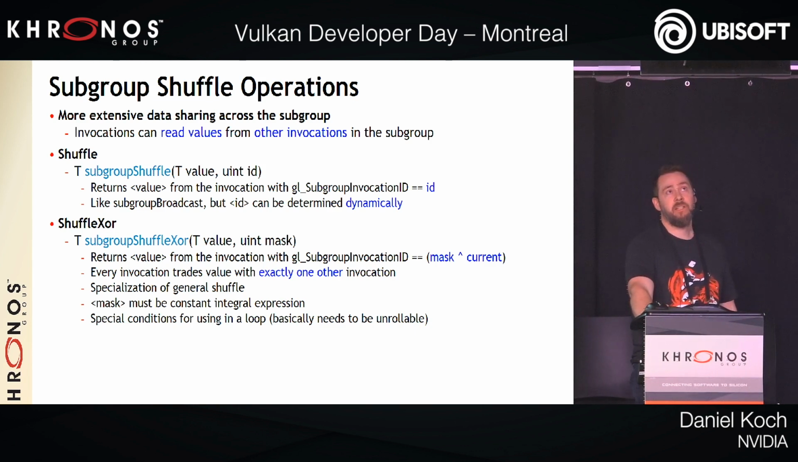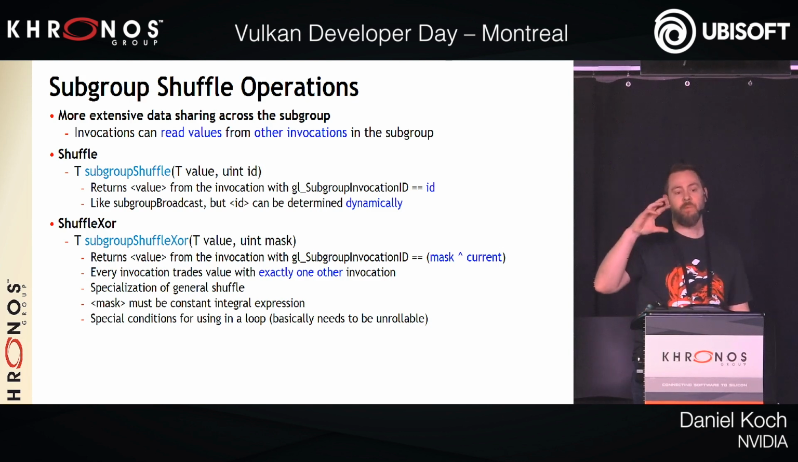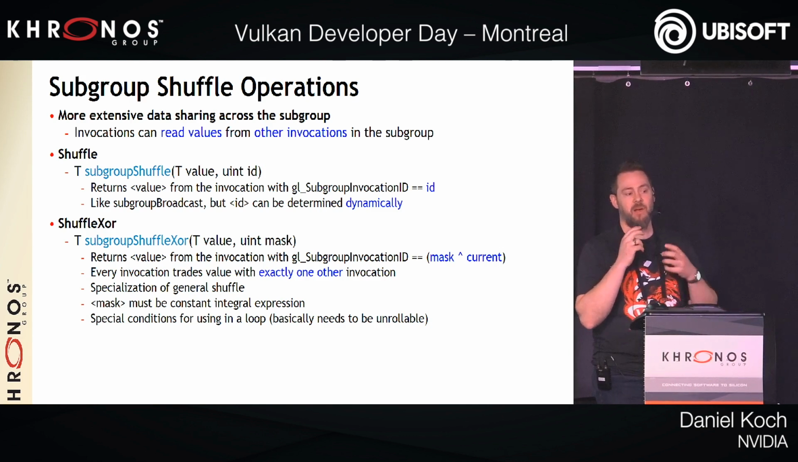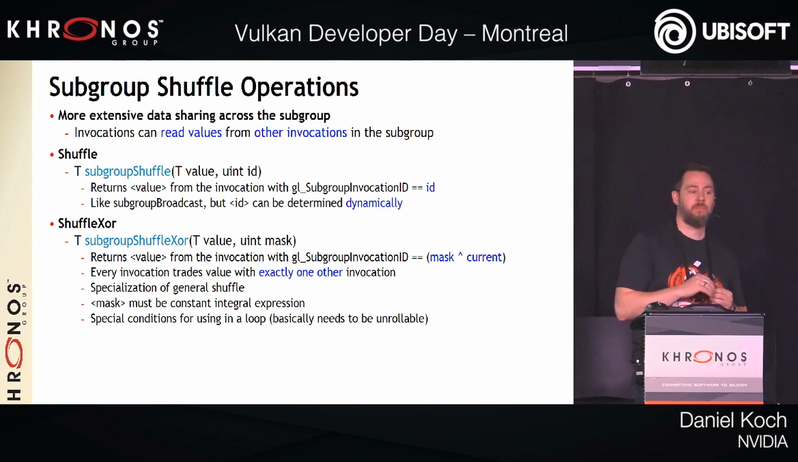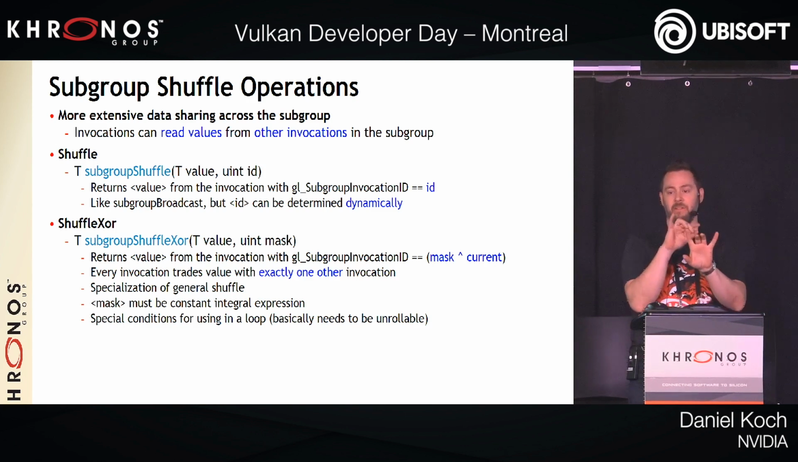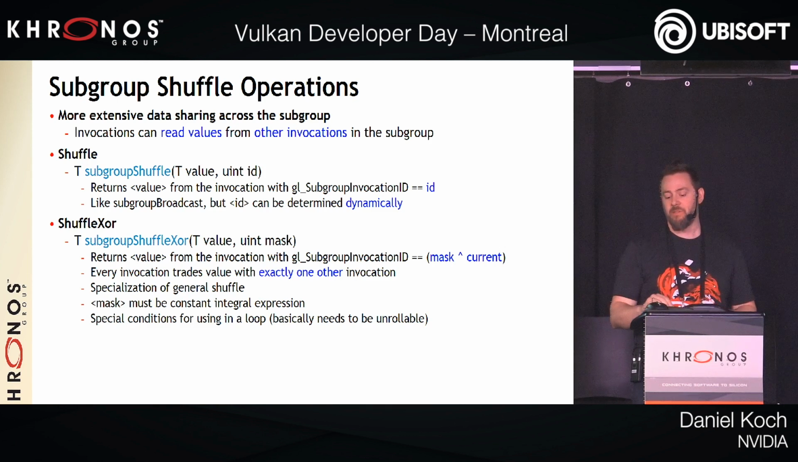There are some special conditions if you want to use these in a loop. It's often common that you may need to do a loop based on powers of 2 to do some operation. If you want to swap all your data, perhaps for sorting or something like that, you might want to do this. But if you want to do it in a loop, then it needs to be an unrollable loop, so you need to meet the conditions for that.